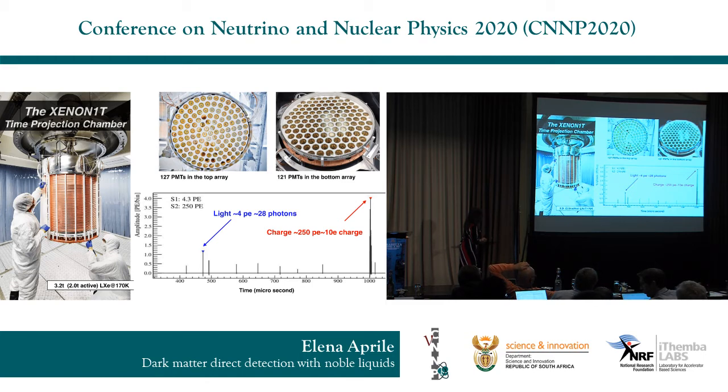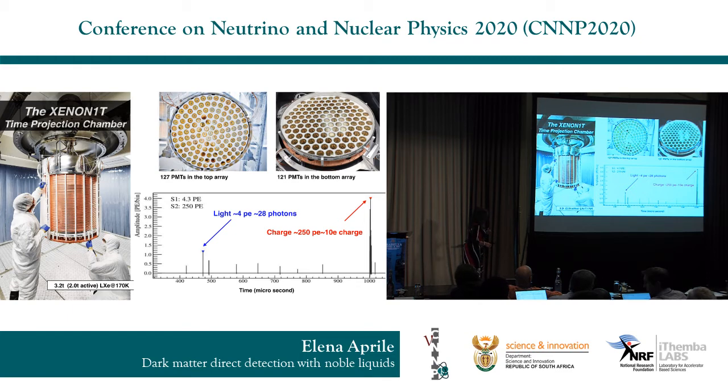And the volume is seen by 248 or so PMTs in the top and bottom arrays, and the distribution of these photomultipliers in the arrays, of course, is done carefully to optimize light collection and also position sensitivity. And this is the typical WIMP signal. I mean, this is a signal from XENON1T.